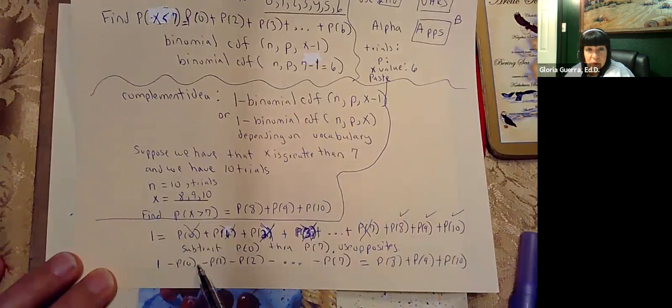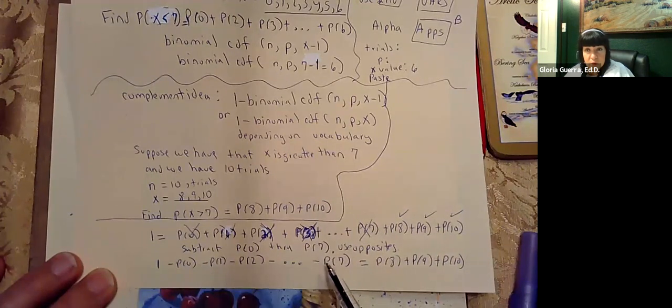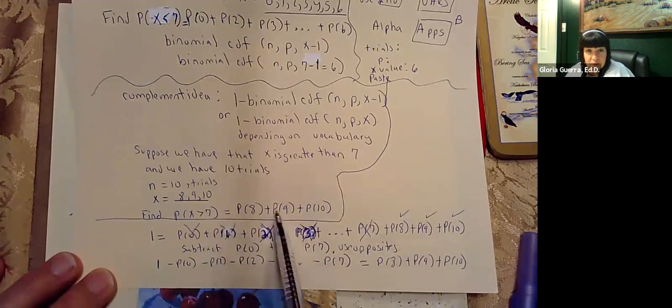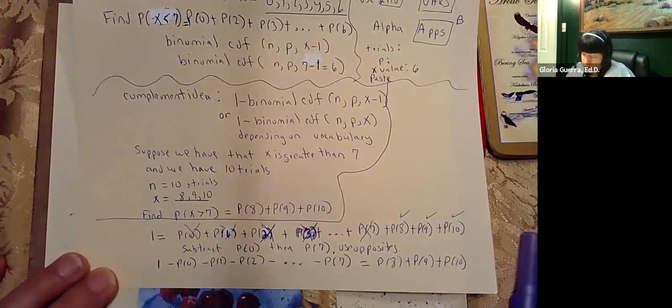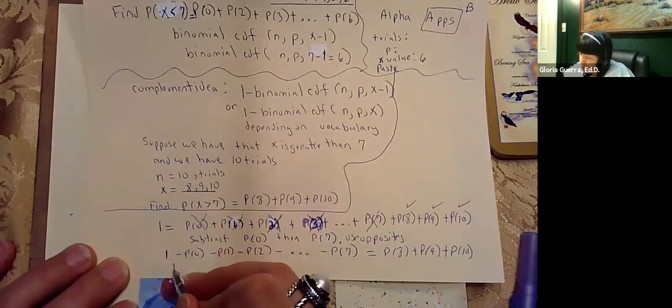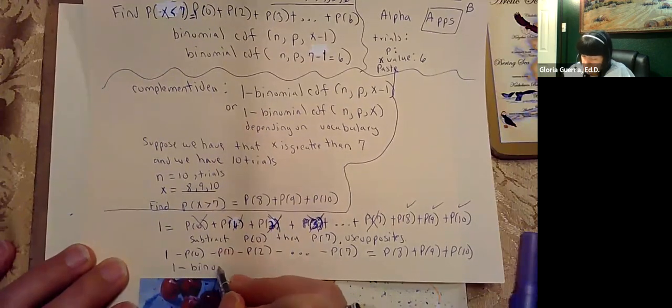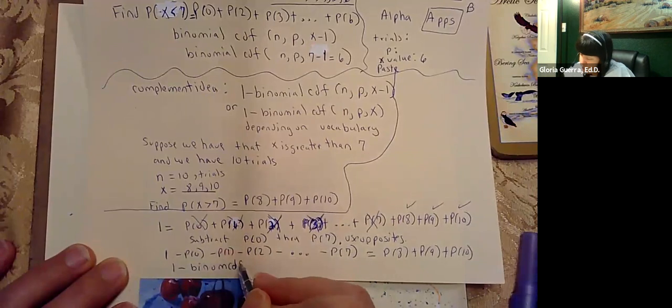So you have 1, take away p of 0, p of 1, p of 2, p of 3, take away p of 4, p of 5, take away p of 6, take away p of 7. And all you're left with is these 8, 9, 10. That's what you're trying to find. So that's where we get the idea of 1 minus binomial CDF.